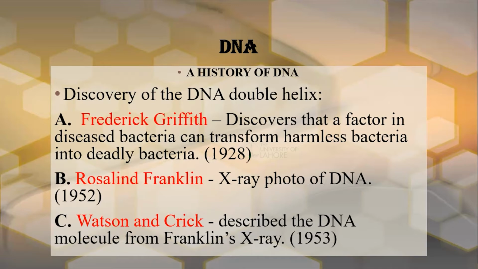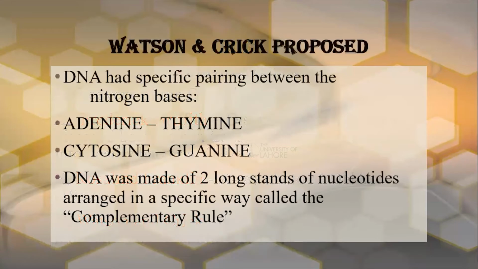But later on, Watson and Crick claimed that they discovered the X-ray structure of the DNA, and there is a contradiction in the history about all these things. We are not going to discuss that here, but in history, Rosalind Franklin was the first who discovered the crystallography structure of the DNA. Watson and Crick proposed that DNA had specific pairing between the nitrogenous bases: adenine and thymine, A and T, and cytosine and guanine.